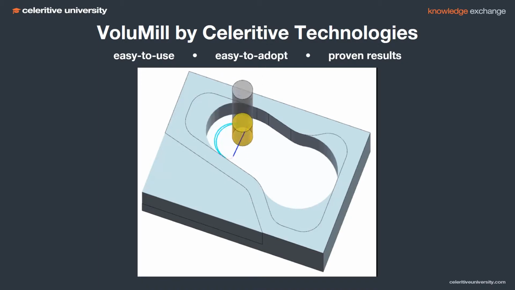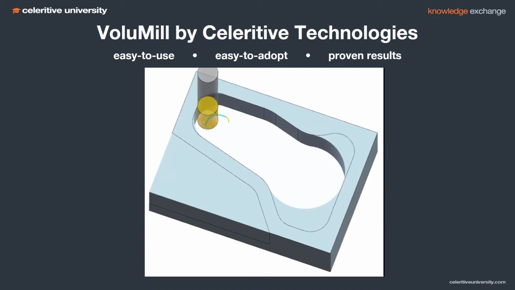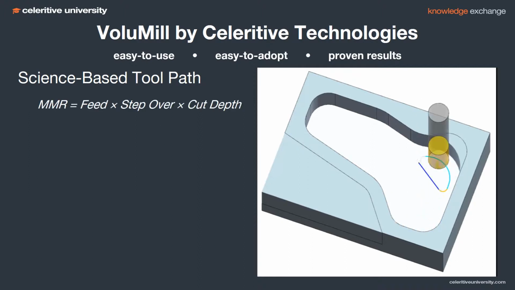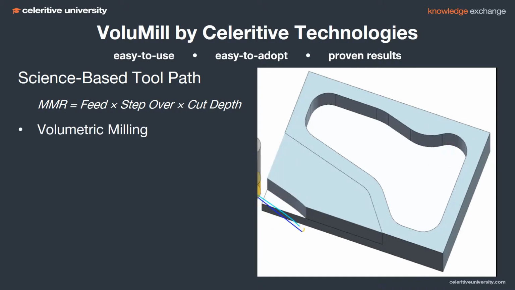But simply adding Volumill to your CNC machining processes only goes so far. Without understanding the science behind Volumill, you may not be able to take advantage of all the benefits available with Volumill. The key to this science begins with maintaining a constant material removal rate throughout the entire rough milling operation. This is achieved with volumetric milling, where the volume of material being removed at any instant does not change.